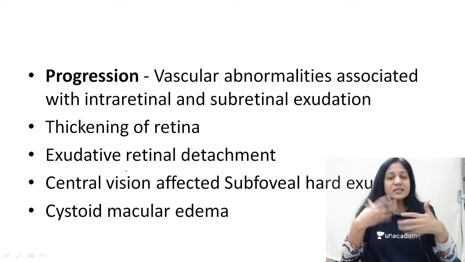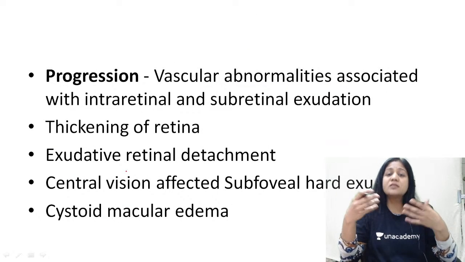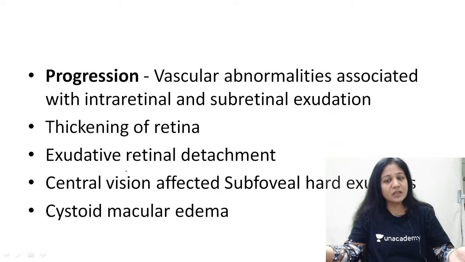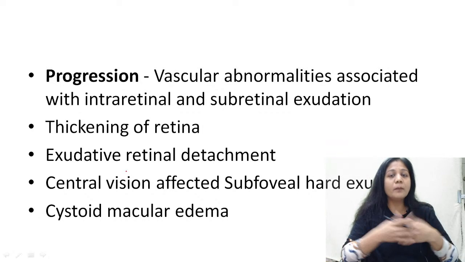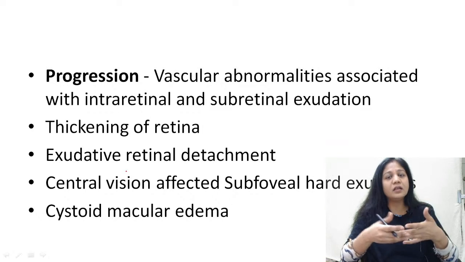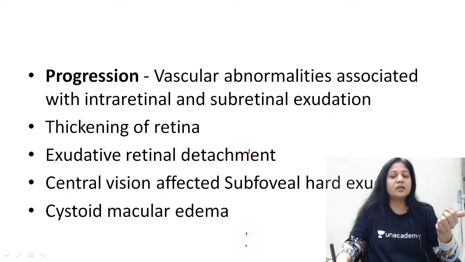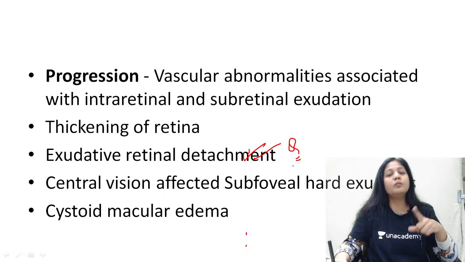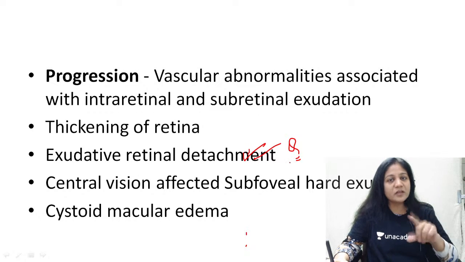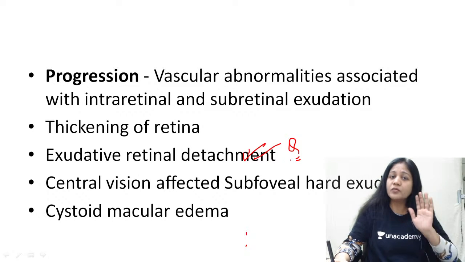Now as the disease progresses, there is a severe exudation which leads to thickening in the retina, and as a complication of severe lipid exudation, you may have exudative retinal detachment. So this is a very, very important question. Exudative retinal detachment is seen in cases of Coats disease.